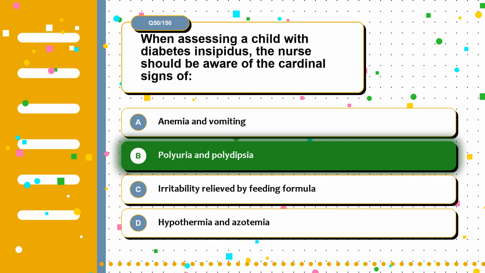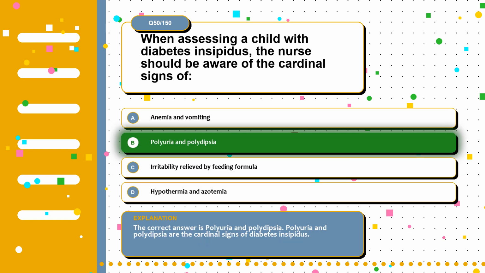The correct answer is option B. Polyuria and polydipsia. Polyuria and polydipsia are the cardinal signs of diabetes insipidus.